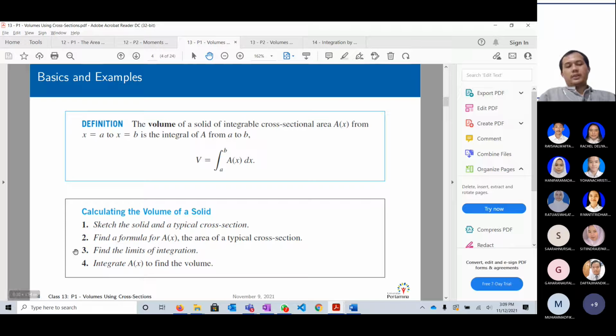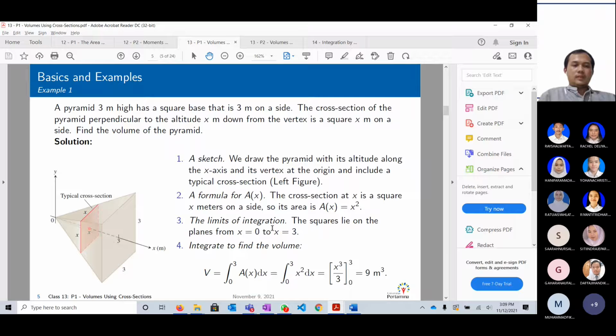And these are the steps. Basically, there are 4 steps to calculating the volume of the solid. If possible, try as best you can to sketch the solid. For example, to compute the volume of this pyramid, the height of the pyramid is 3 meters. Let's say we put the height on the x-axis.